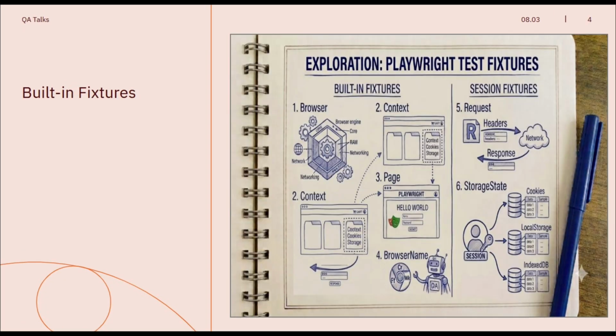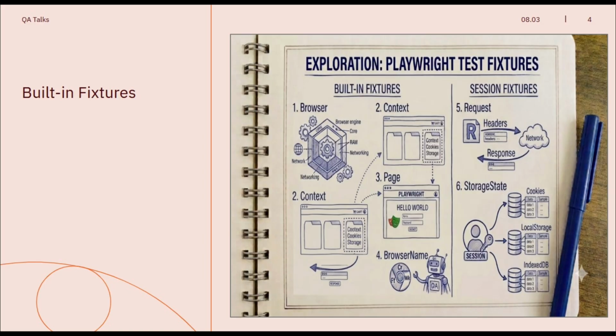Context is an isolated session. So if you need to use the same application with a different user without any overlap, you can use the fixture called context. And page. Page is nothing but a browser tab. And there is a fixture called request. This is for API testing. And there is a fixture called storage state where you can manage your authentication information. So using the browser cookies, without logging in again and again, you can use the same authentication information in the next tests as well.